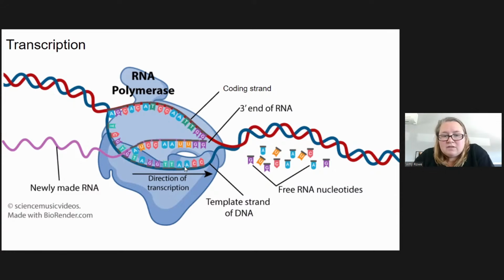One thing to note is that where we have adenine on our DNA, usually the complementary base on DNA would be thymine. However, because we're making RNA, instead of thymine we have uracil. Okay, so anytime that you would use a thymine as a complementary to the DNA, you're going to replace it with uracil for mRNA.